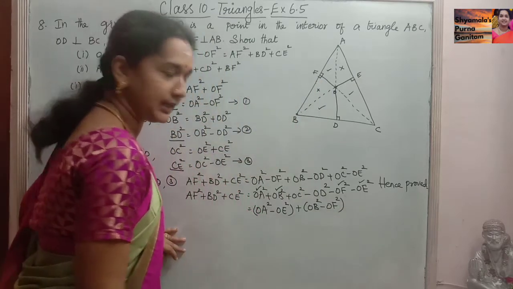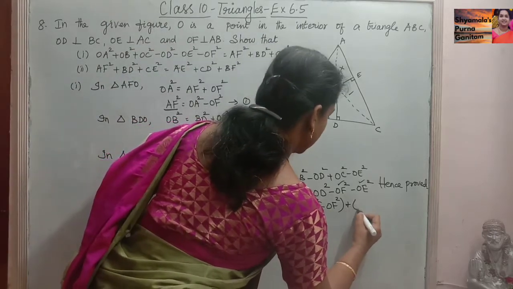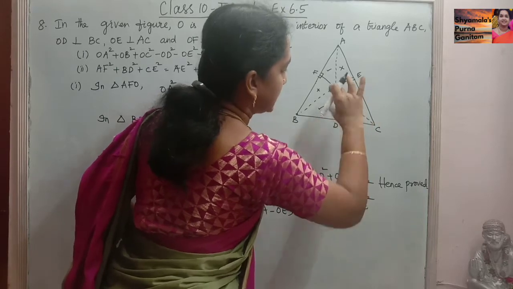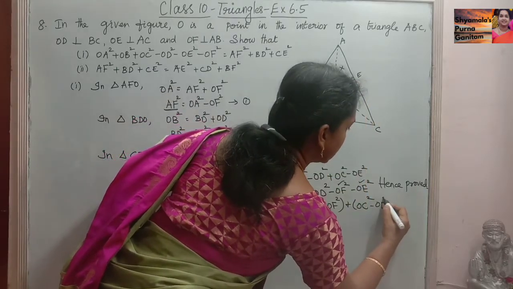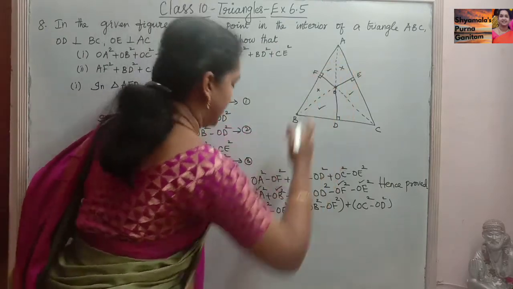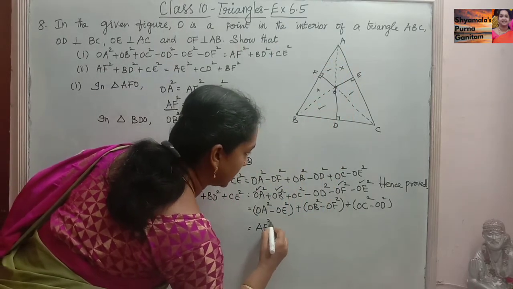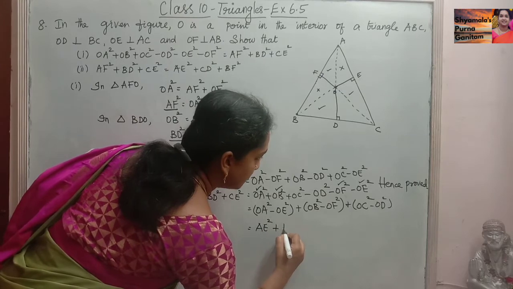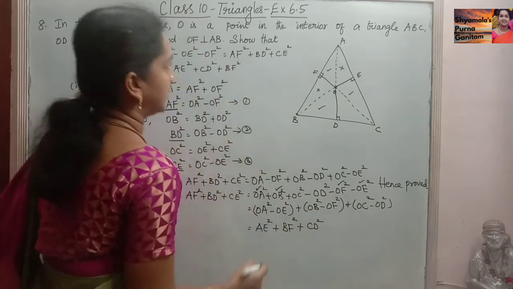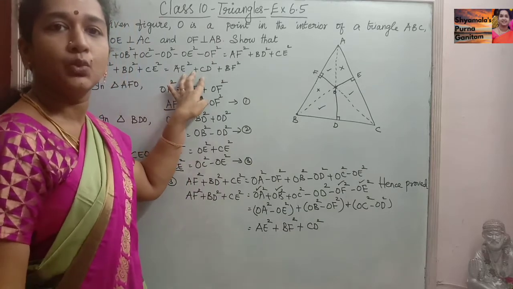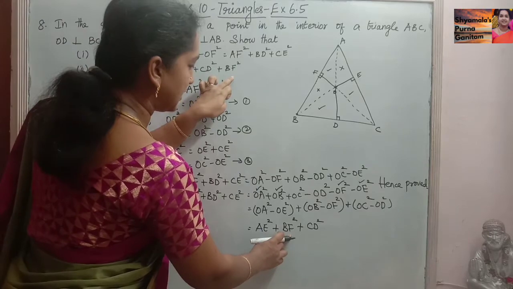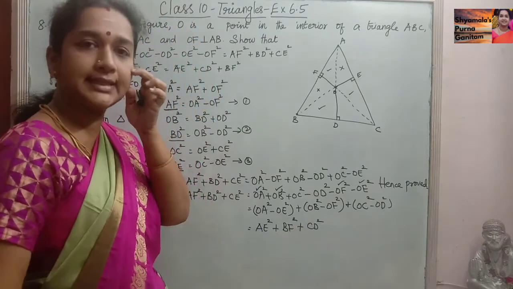Then the next one is OC squared. OC squared minus OD squared, we will get CD squared. So this is equal to AE squared plus BF squared plus CD squared. This is the result we need for the second one.